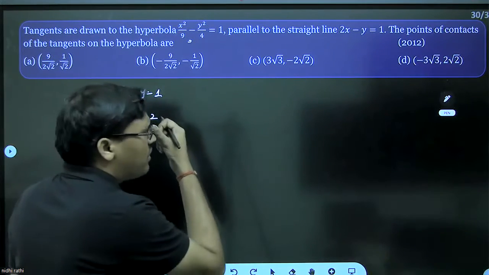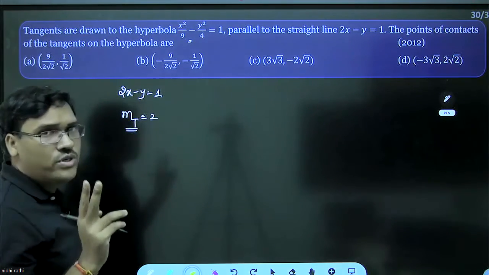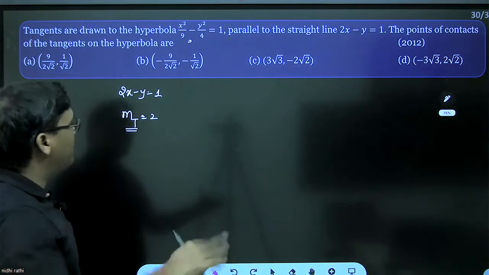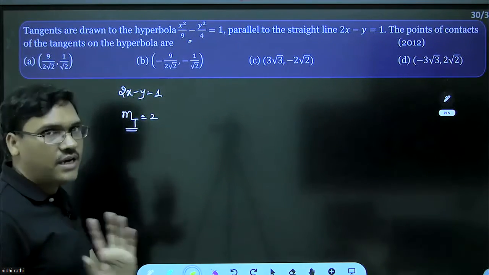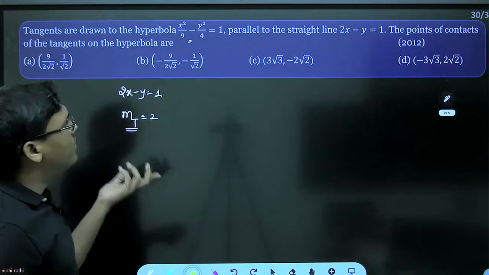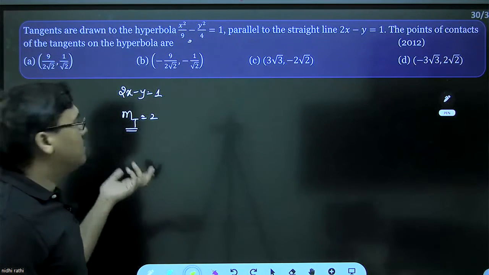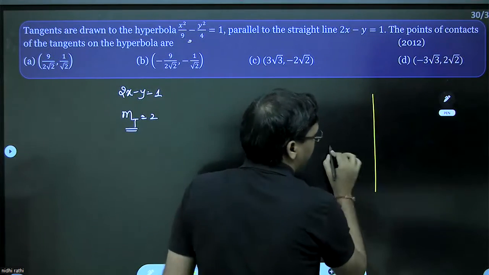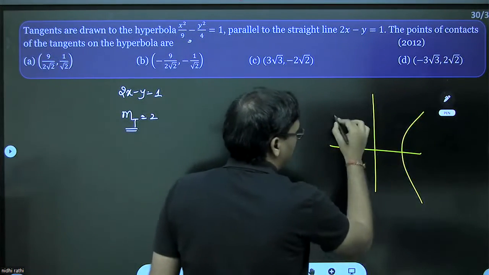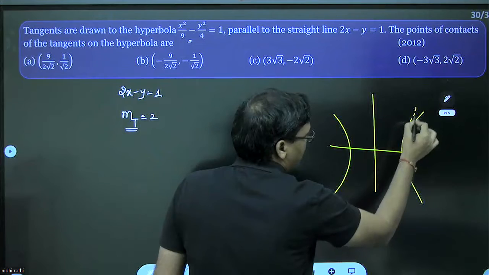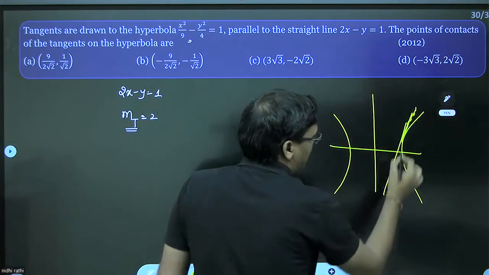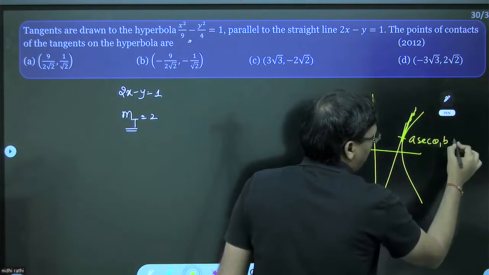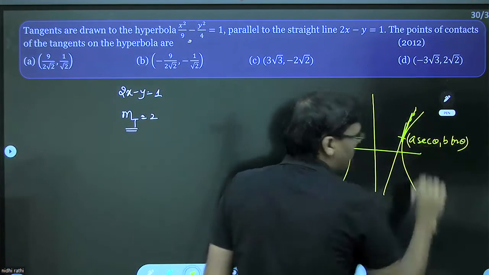Now we have to get the point of contact. So see, there are two ways to solve this. One, you can find the equation of tangent, and then you can find the point of contact. Correct? Otherwise, we don't require the equation of tangent. We just require the point of contact. So what you can do is, let's say this is the tangent. I'm just drawing a rough sketch. Let's say this is the tangent. This is the point A sec theta, comma B tan theta. Any point on the hyperbola, you know this, right?